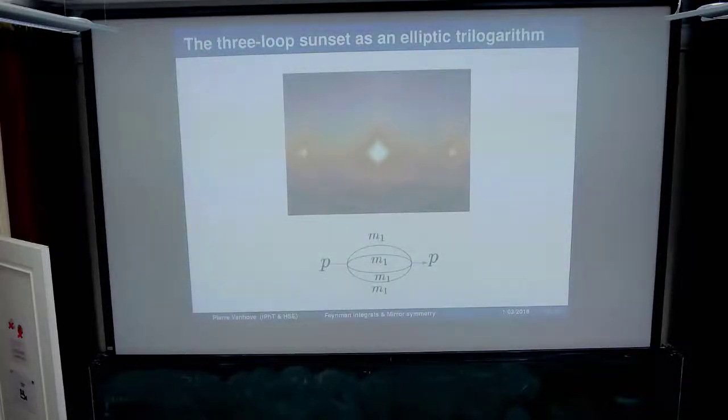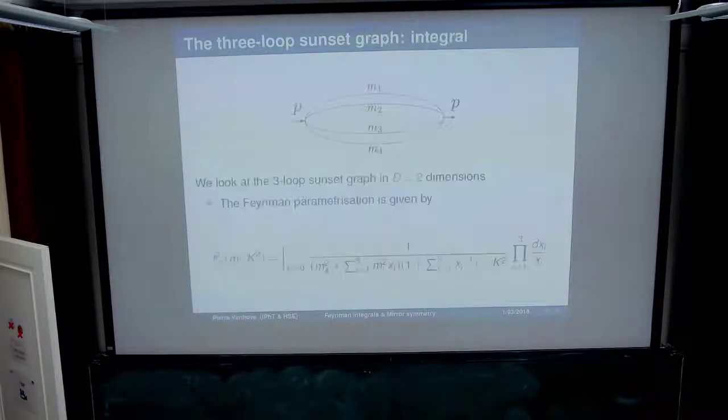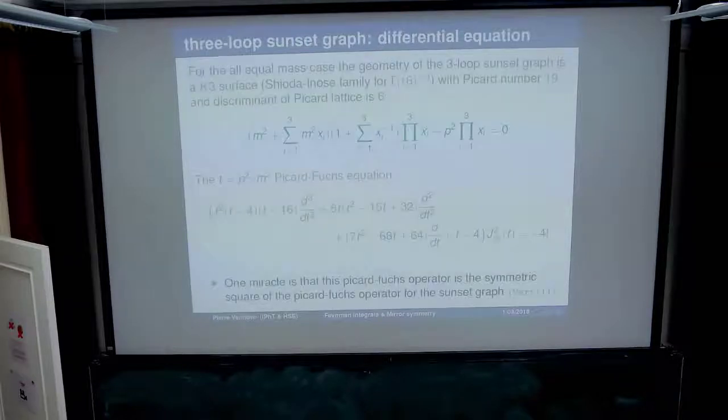So here is the three-loop sunset. I could not find any nice picture of a three-loop sunset. This is the sunset in Siberia, and because of the ice in the air, yeah, reflection of the sun. So this three-loop guy has the graph polynomial is this. So this is in the masses and it's in one variable. Okay.